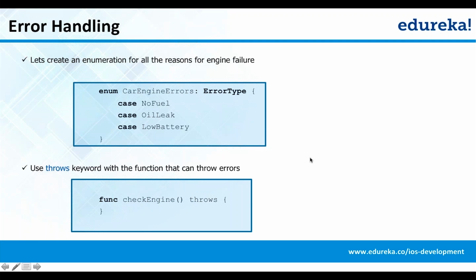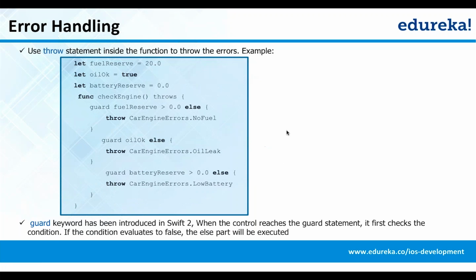So how do you design the errors? You will extend the error type. You can see I'm declaring that if the fuel reserve is greater than 0.0, then it's fine, but else I'm going to raise the exception no fuel. If there is oil, it's fine, but if there is not, then I'm going to throw the exception car engine error dot oil leak, or low battery, something like that. So this is how you can throw custom exceptions in Swift.